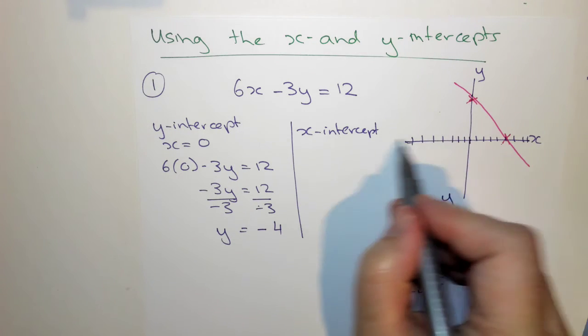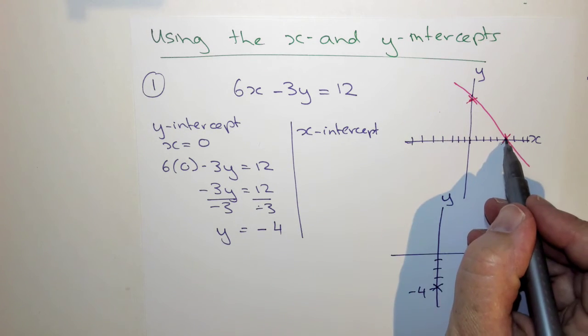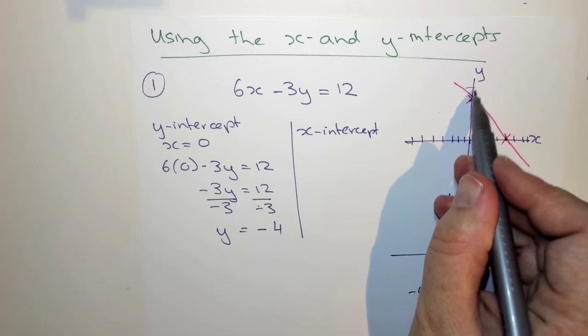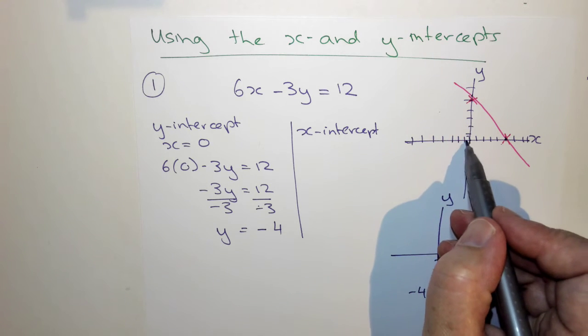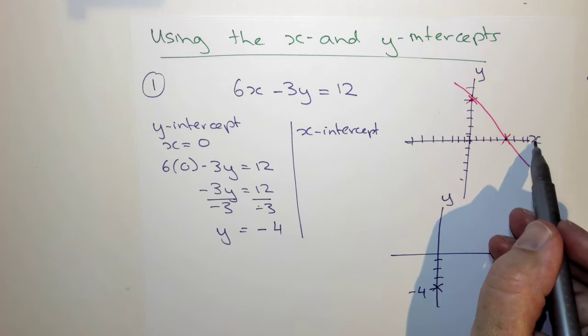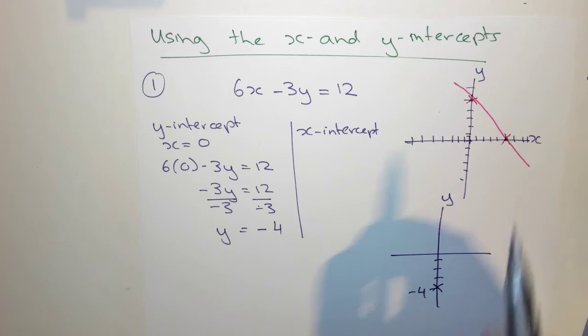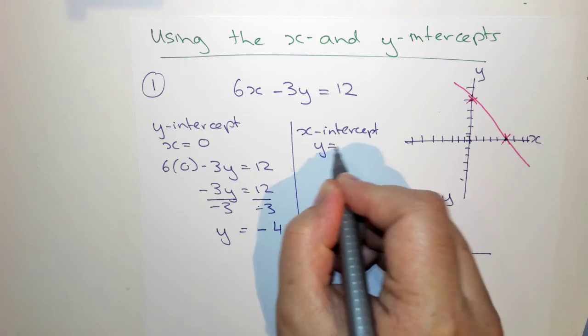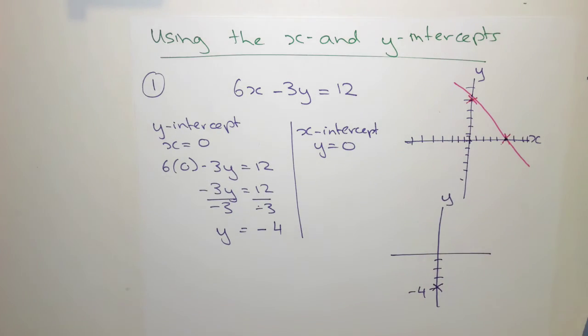What about now our x-intercept? We want to find where it's going to cut that x-axis, so where it's cutting through here. So let's think, here's our y values, positive, 0, negative. So again, when y is equal to 0, that's my x-coordinate. So I'm going to substitute y equals 0 into this equation and solve to find my x-intercept.